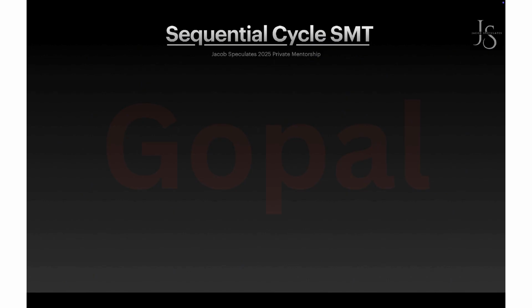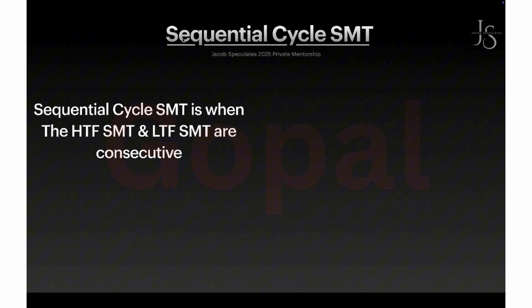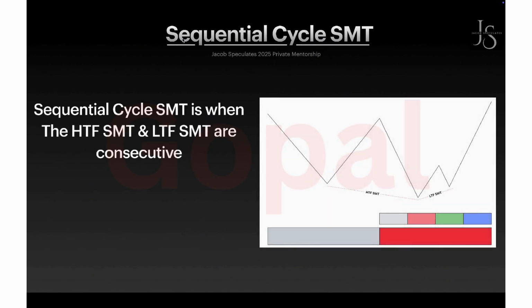Sequential cycle SMT. Sequential cycle SMT is when the higher time frame SMT and lower time frame SMT are consecutive. Now, what do I mean by that? As you can see, we have a higher time frame cycle. We have 2 quarters from a higher time frame cycle.